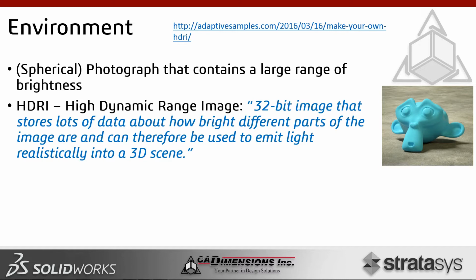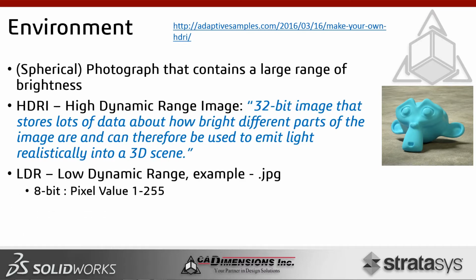Now, next thing we're going to talk about is what happens if you use an LDR, or a low dynamic range environment. When you use a low dynamic range, there's not enough information in the image to capture the intensity of the brightness enough to cast it realistically. An LDR example would be a JPEG, a PNG, or something like that, and that's typically an 8-bit image instead of a 32-bit, so it doesn't capture as much information. And when you have an 8-bit image, the pixel value goes from 1 to 255.